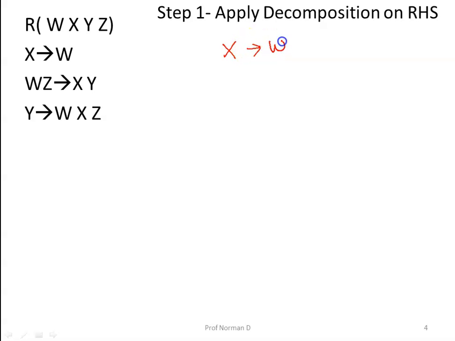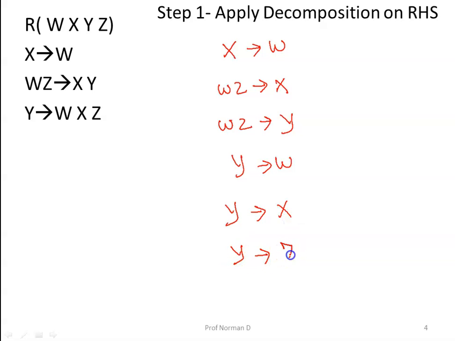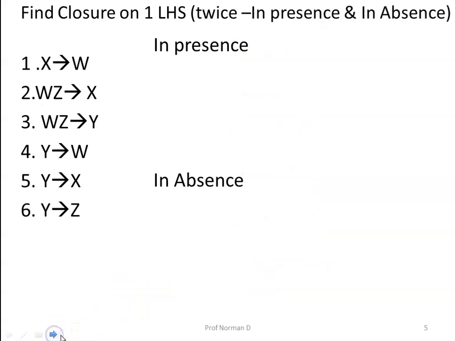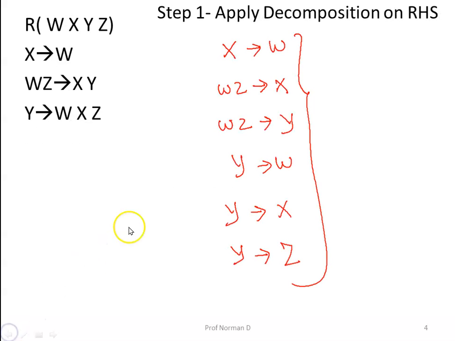X gives us W, WZ gives us X, WZ gives us Y, Y gives us W, Y gives us X, and Y gives us Z. As of now, on the right hand side, we have only a single element. Now, the next step is calculating the closure on each of the elements. In the previous case, we have seen we have got six FDs now: 1, 2, 3, 4, 5, and 6.